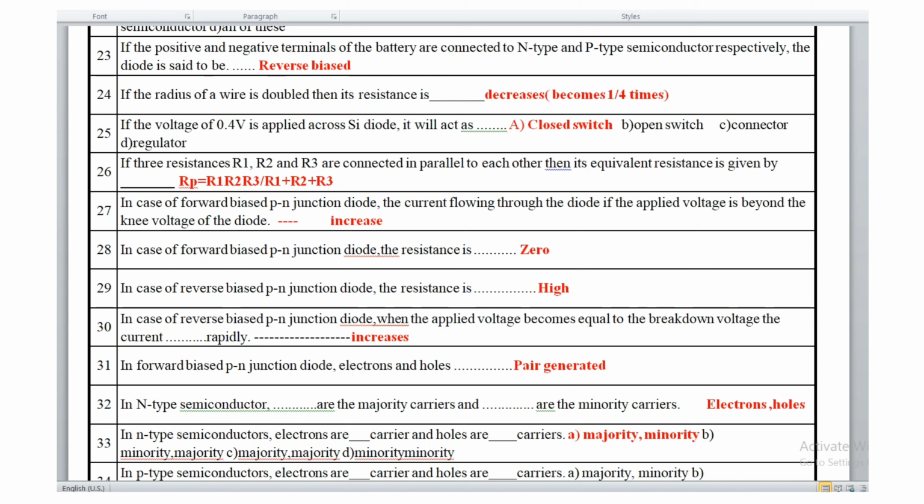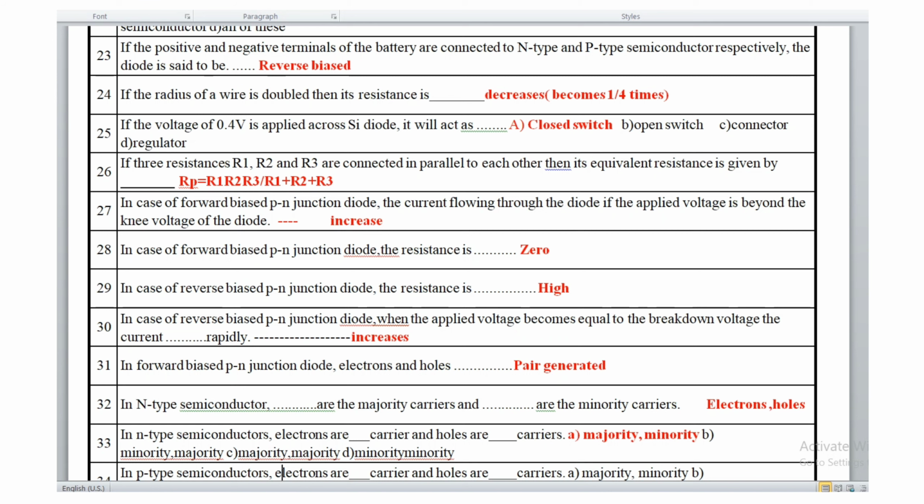If the radius of a wire is doubled, then its resistance decreases. It becomes 1/4 times. If a voltage of 0.4 volt is applied across a Si diode, it will act as a closed switch. If three resistors R1, R2 and R3 are connected in parallel to each other, then its equivalent resistance is given by Rp equals R1 R2 R3 by R1 plus R2 plus R3.